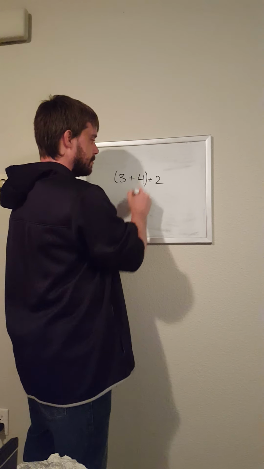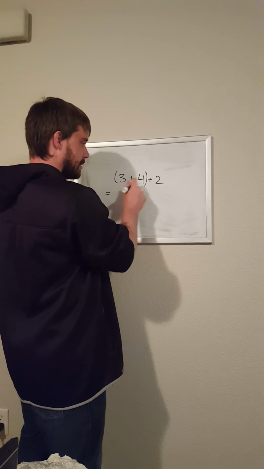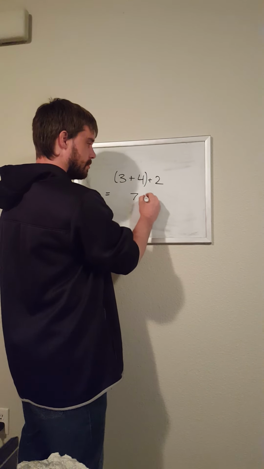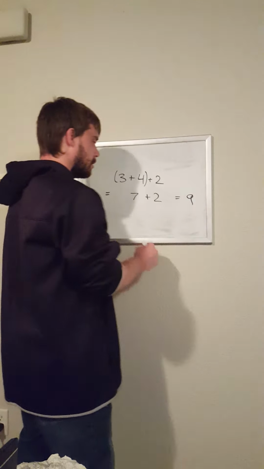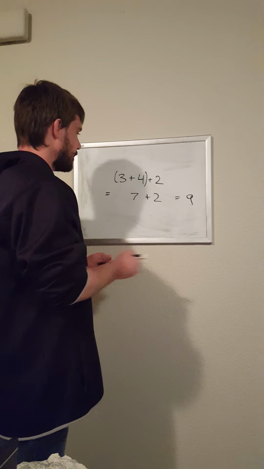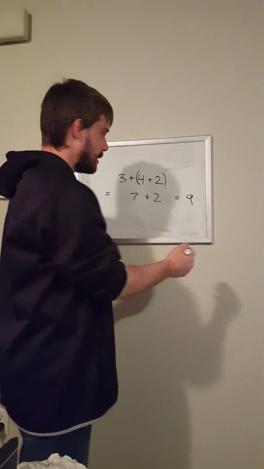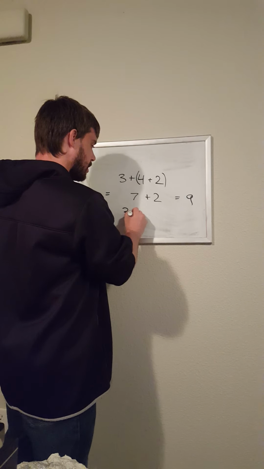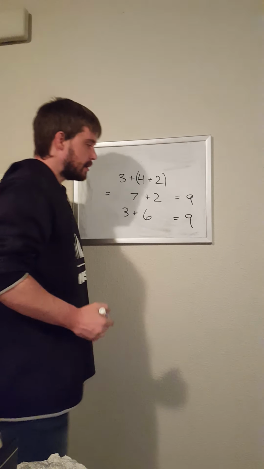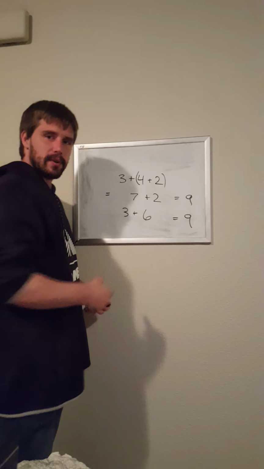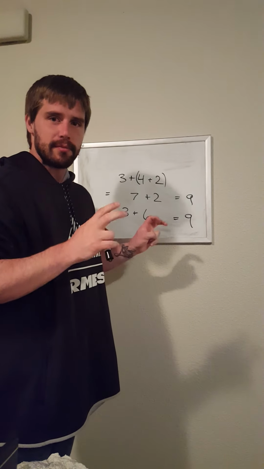So we could either do this one first, in which case this would be equivalent to 7 plus 2, which equals 9. Or we could do this addition first, and we get 3 plus 4 plus 2. 4 plus 2 is 6, so 3 plus 6 is 9 again. So in this case, the order of operations doesn't matter because of the associative property of addition.